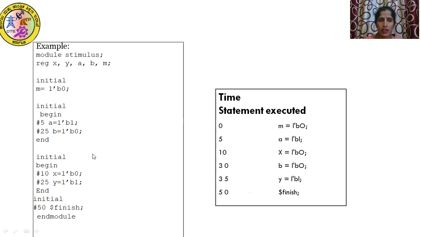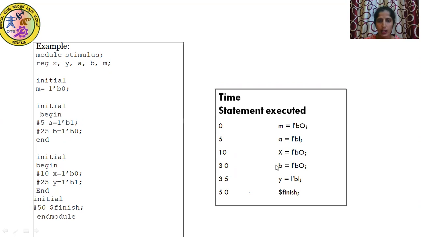So here, if we see the time of execution of each of the statements in this example, the statement yum is equal to 1-bit binary 0 will be executed at the 0th instant of time. Whereas the statement a is equal to 1-bit binary 1, since it is associated with a delay of 5 time units, will be executed at 5 units of time. Then the next statement is x is equal to 1-bit binary 0 with a delay of 10 time units, and hence this statement will be executed after 10 units of time.